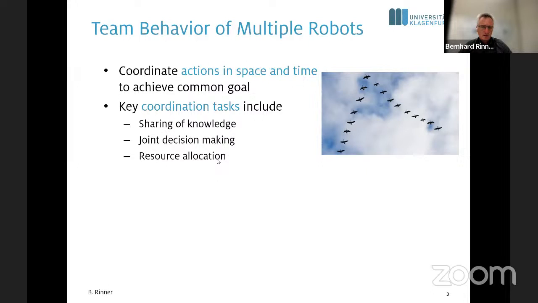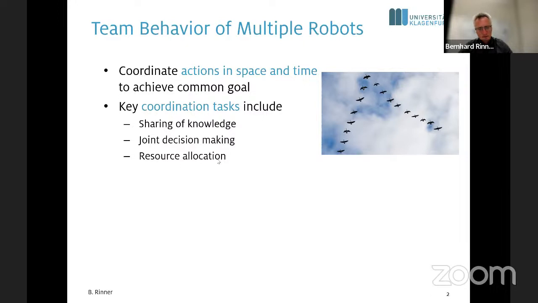When we look into some detail, we can identify some key coordination tasks in a multi-robot environment. The first task is sharing or distributing of knowledge. Sharing knowledge is a fundamental task in order to achieve coordination and team behavior. Another important task is decision making, because robots plan and make decisions, and the individual decisions they make may have consequences for their peers. So coordination of this decision-making process is another key task.